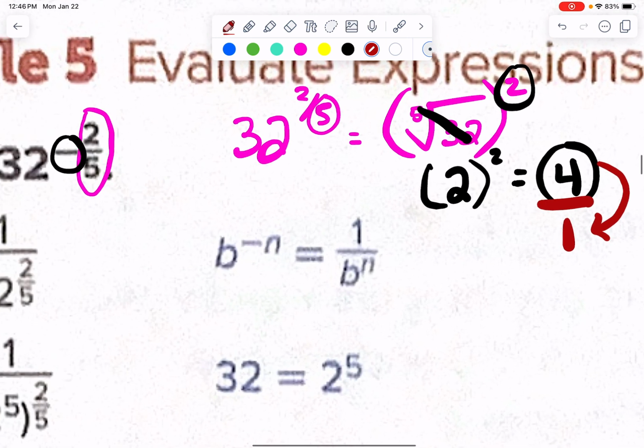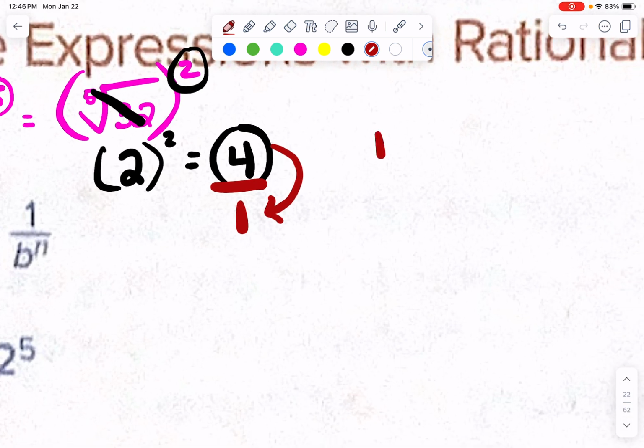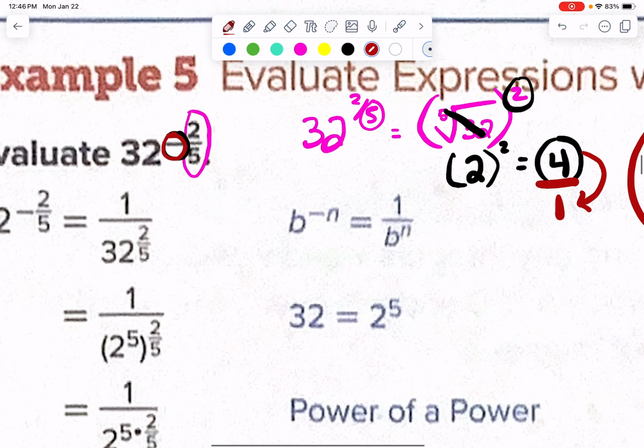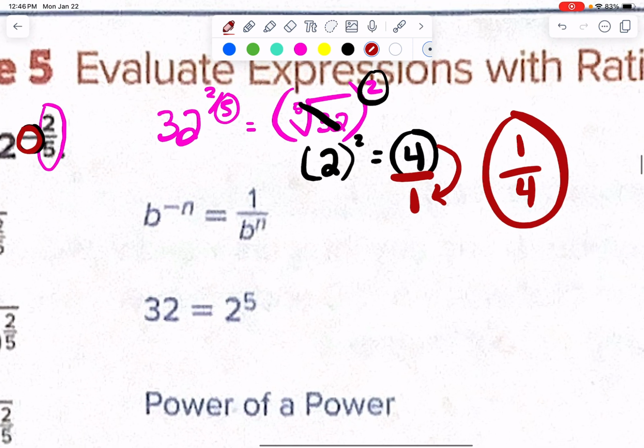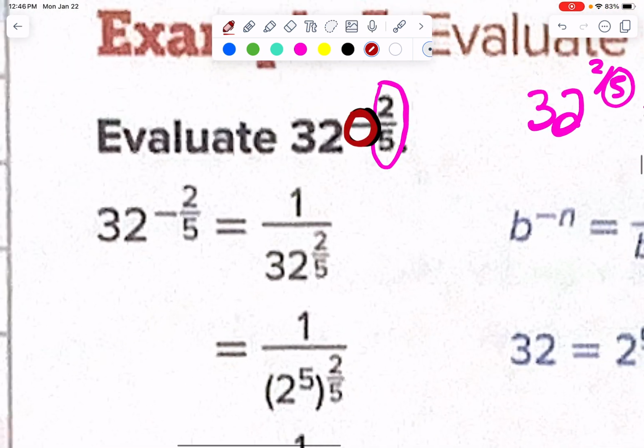So if it was to the negative power, this is not going to be 4 over 1. This is going to be 1 over 4. And that's the only difference, is that that negative exponent is going to flip it to the bottom. So they did it to begin with right here. They flipped it at the very beginning.